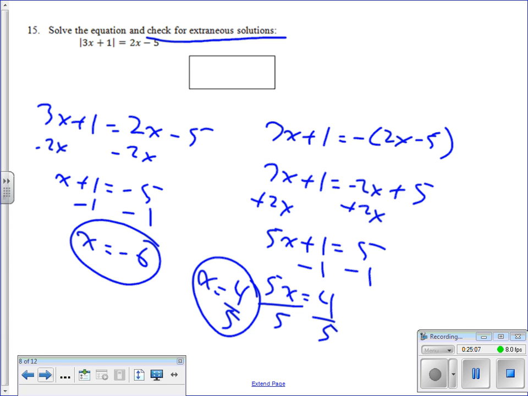Take negative 6, put it in here. Negative 6 times 3 is negative 18. Negative 18 plus 1 is negative 17. Absolute value of that is 17. Negative 6 times 2 is negative 12. Negative 12 minus 5 is negative 17. I get 17 equal to negative 17. It's no bueno.